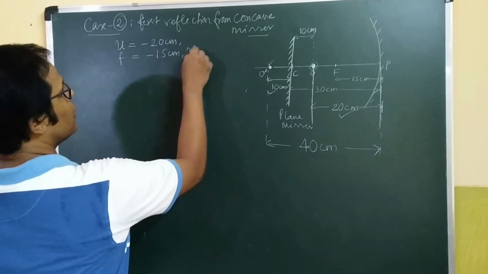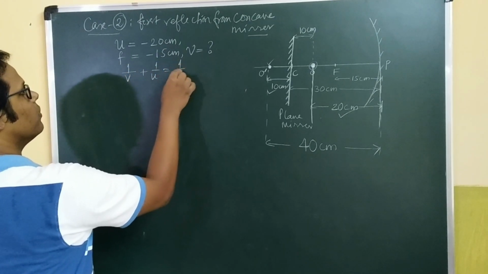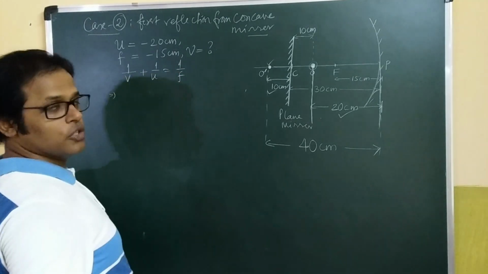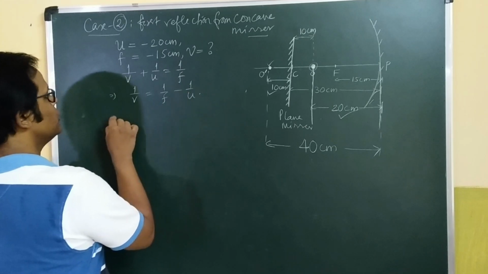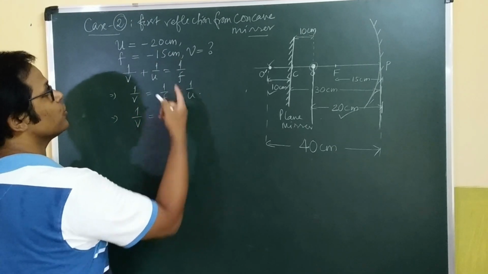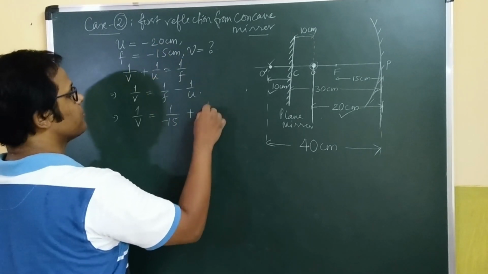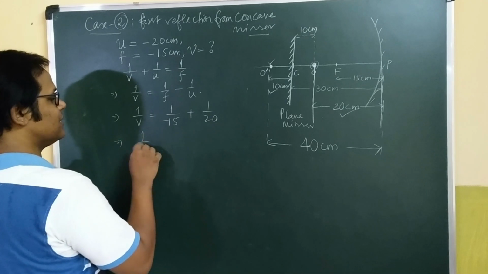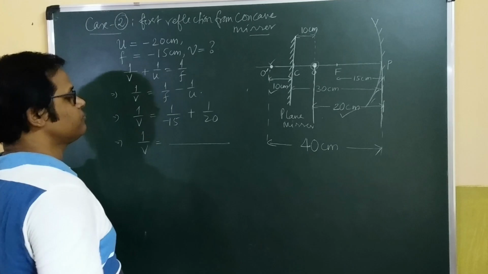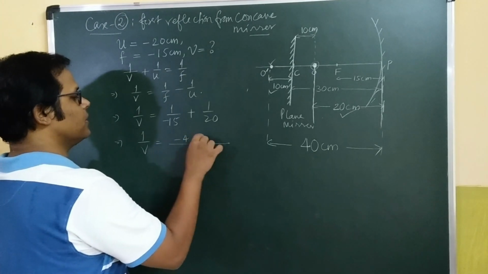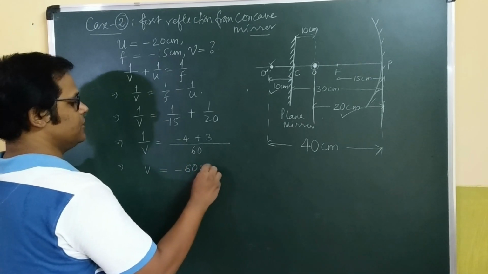Now I have to find the image distance using the mirror formula. Now we can really speed it up. 1 by V plus 1 by U is equal to 1 by F. So 1 by V should be equal to 1 by F minus 1 by U. So 1 by V is equal to 1 by F, that is minus 1 by 15, minus the minus 1 by 20, so it becomes plus 1 by 20. What is the LCM of 15 and 20? Not a big issue at all. 5 3s and 5 4s, it is 60, so it is minus 4 plus 3. So you end up getting minus 60 centimeters.